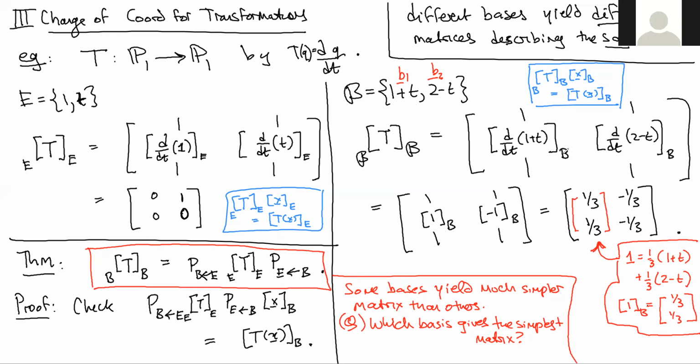Yeah. So maybe focus on what's written in this red box here. The first step is I need to express the transformation of B1 in the B basis, right? So that's d by dt of 1 plus t. I need to write its coordinates in the B basis. So I calculate it. It's the polynomial 1. And then in the red box, I realize that the coordinates of 1 in the B basis are 1/3, 1/3. And that's why there's 1/3, 1/3 in the column. Okay. Yep. Thank you.